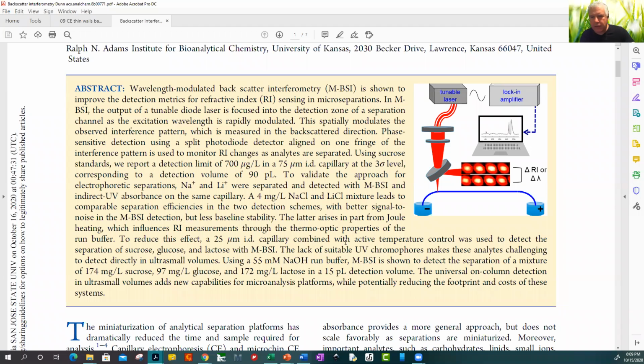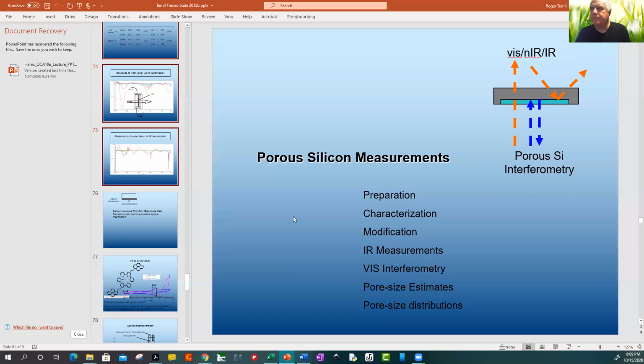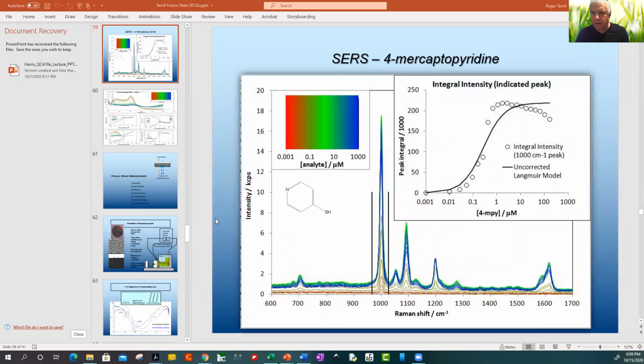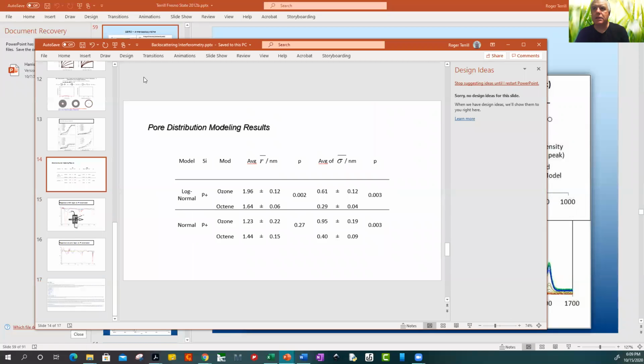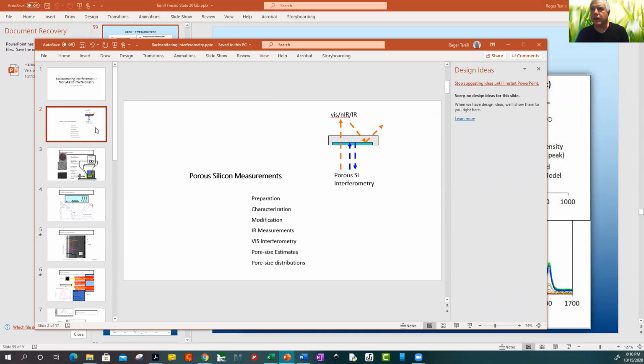So let me see if I can give you a better picture there. So this is a slightly different. Oops, this is not the right one. Here it is. This is a little bit better description of it.